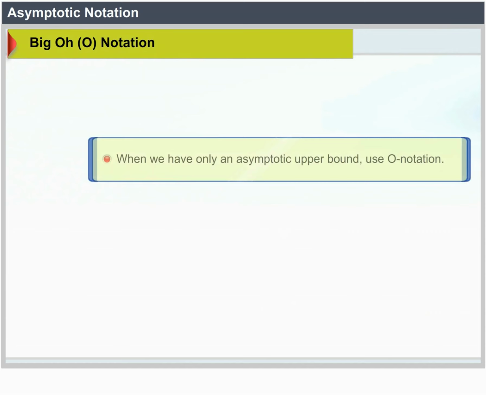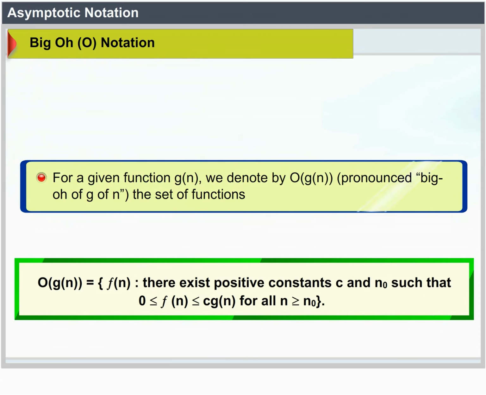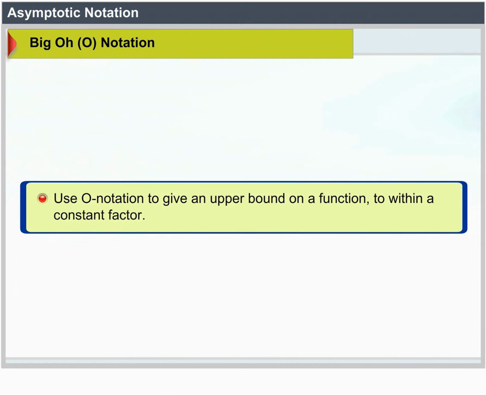Big O notation. When we have only an asymptotic upper bound, use big O notation. For a given function g of n, we denote by big O of g of n the set of functions: big O of g of n equal to f of n such that there exist positive constants c and n naught such that 0 less than or equal to f of n less than or equal to c g of n for all n greater than or equal to n naught. Use big O notation to give an upper bound on a function to within a constant factor.